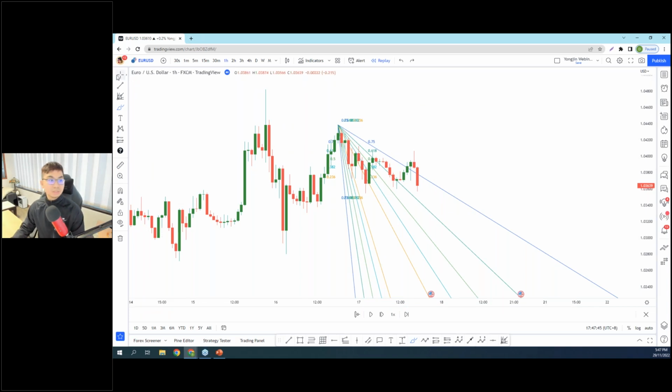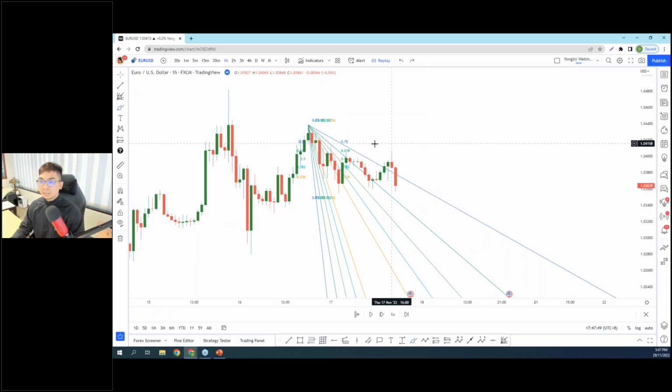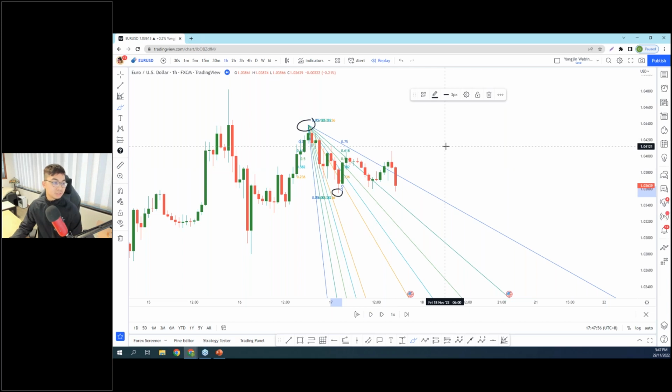Let us continue. Okay, so I will use the bar replay tool. So you actually notice that I drew it from this area, from the top to the bottom. This was the initial current low. So let us take a look. Price actually reacted strongly against this level, the 75% Fibonacci line, the speed line, before it continued bearish.